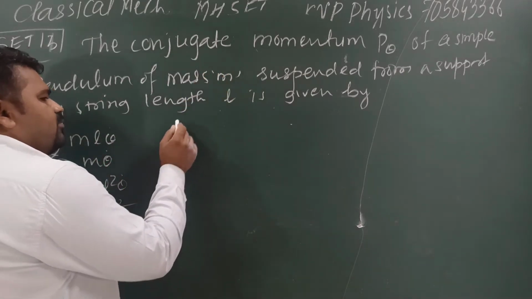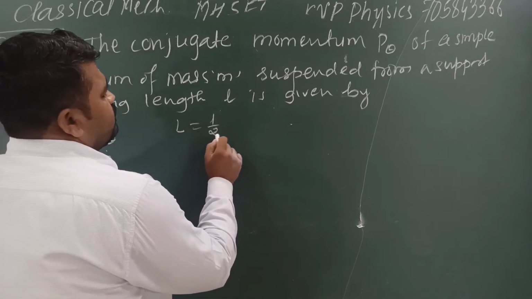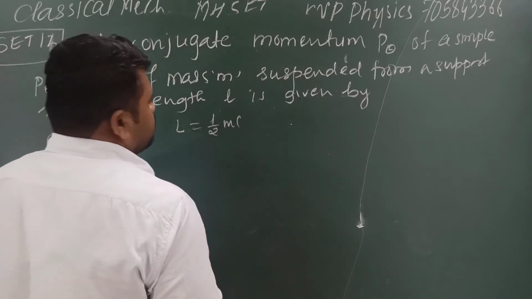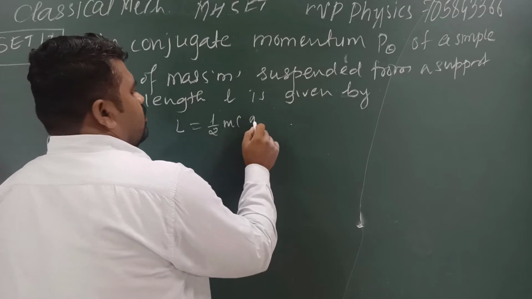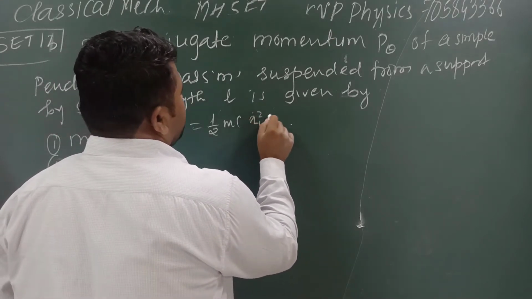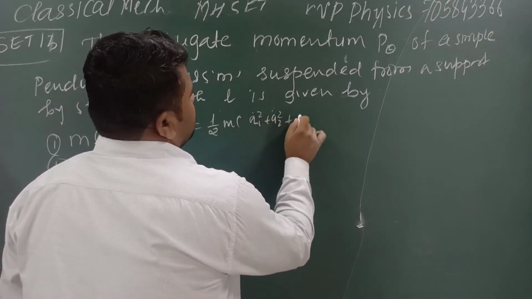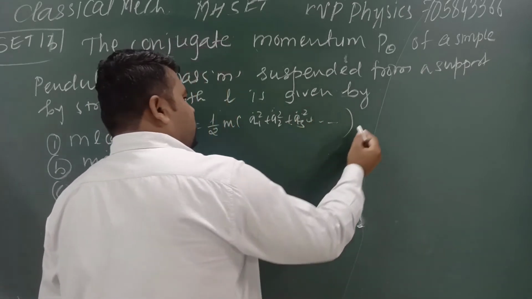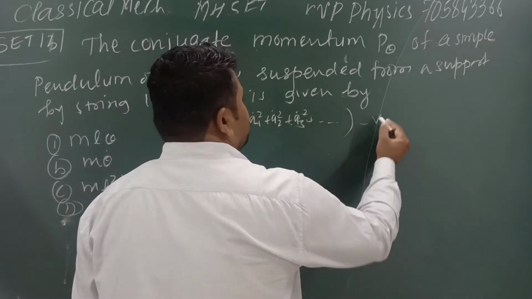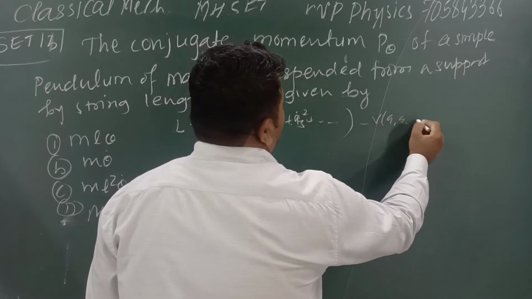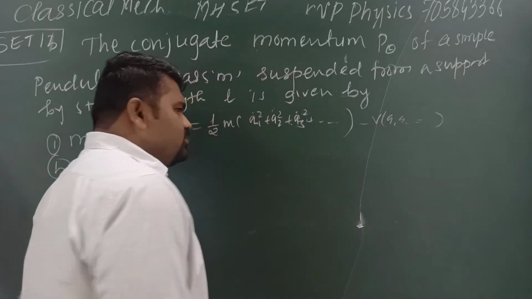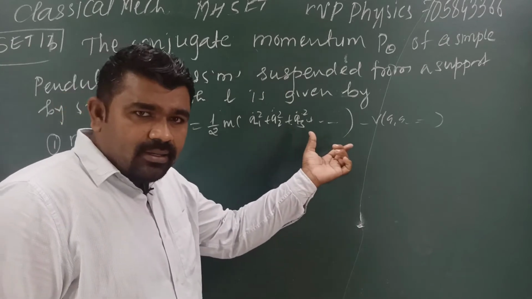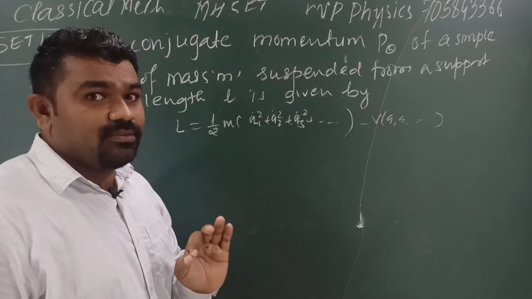We can write down the Lagrangian, L = 1/2 m (q1 dot squared plus q2 dot squared plus q3 dot squared, and so on), minus some potential energy V, which is also a function of q1, q2 and so on. Suppose we consider this to be the Lagrangian L. Now we can find the generalized momenta.